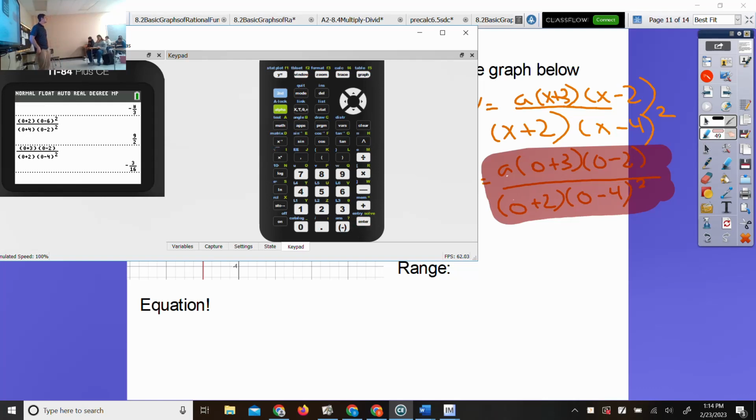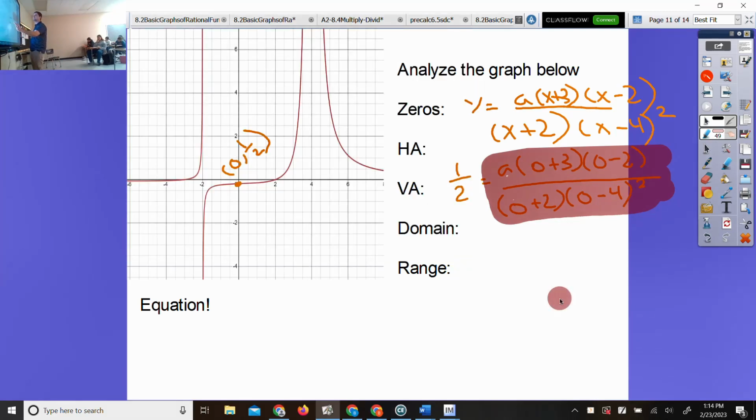Negative 3/16. That's what's attached to A. Attached to A is a negative 3/16. What'd you get? Maybe you got a decimal, I don't know. No, that's what it's attached to. Now that you know what's attached to A, what do you do with it?